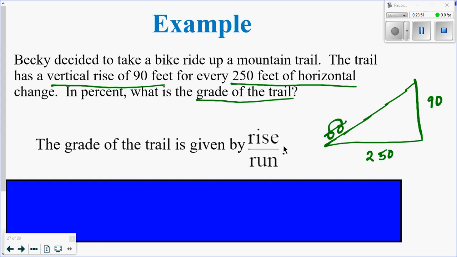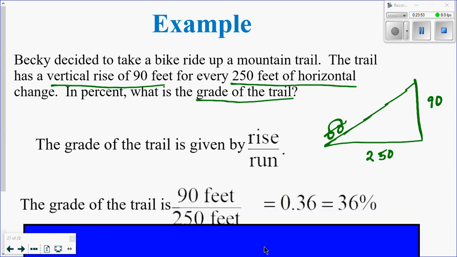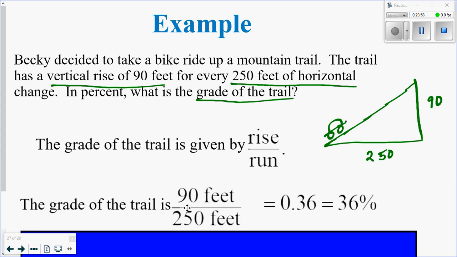So the grade of a trail is given by rise over run. So the grade of the trail is 90 divided by 250, which is 0.36. But you're going to see it as a percent. They're not going to tell you the rise and the run. They're just going to say this road or this hill or this mountain has a 36% grade, meaning it's going to rise 90 feet for every 250 feet. Of course, you won't know that, but you'll at least know the steepness.